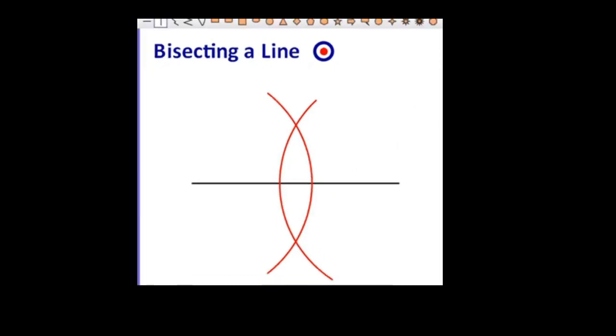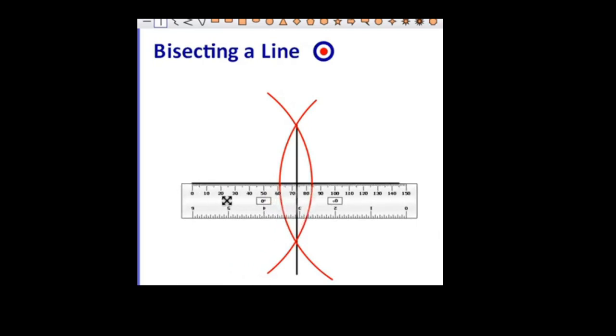Now we will join the two points with a straight line which will intersect the line AB. This line is dividing the line AB into two equal parts, and also it is making an angle of 90 degrees with it.